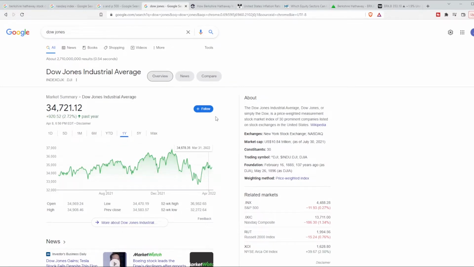But the main point of this is really just getting into why Berkshire Hathaway has been outperforming and why I believe Berkshire Hathaway will continue to outperform.